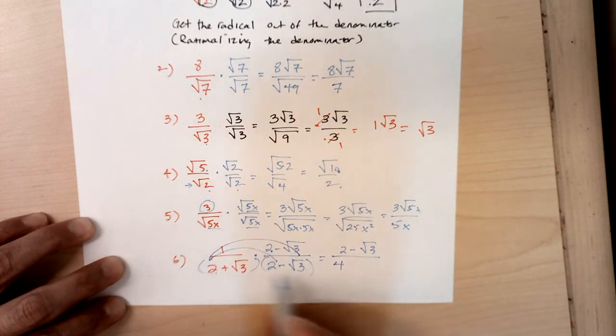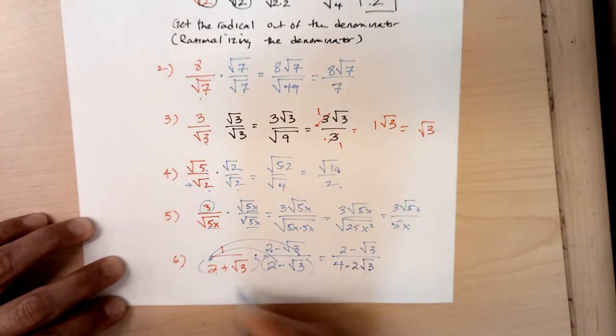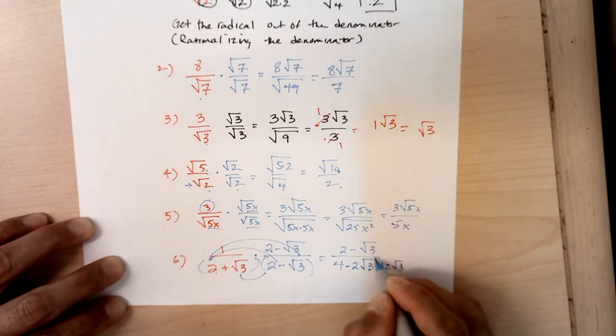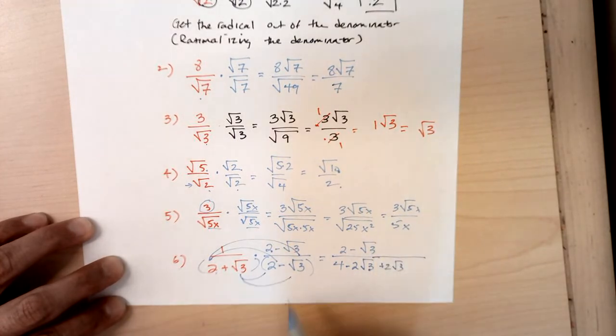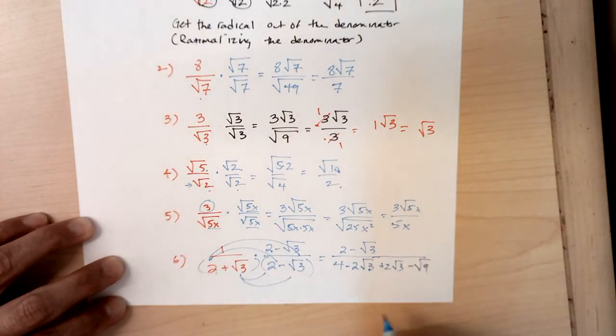Outside of FOIL, 2 times negative square root 3 is negative 2 square root 3. This is inside of FOIL: square root of 3 times 2 is positive 2 square root 3. And then last of FOIL is positive square root 3 times negative square root 3, which is negative square root 9.